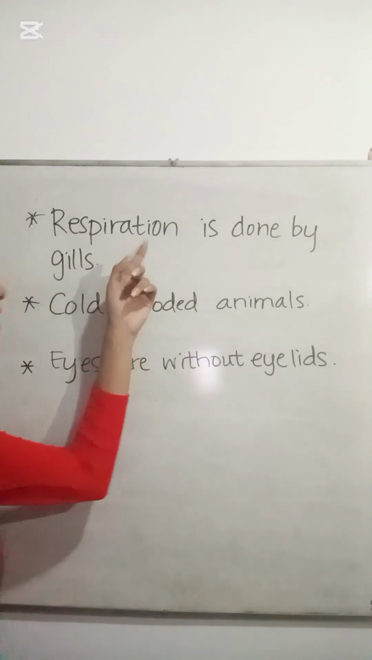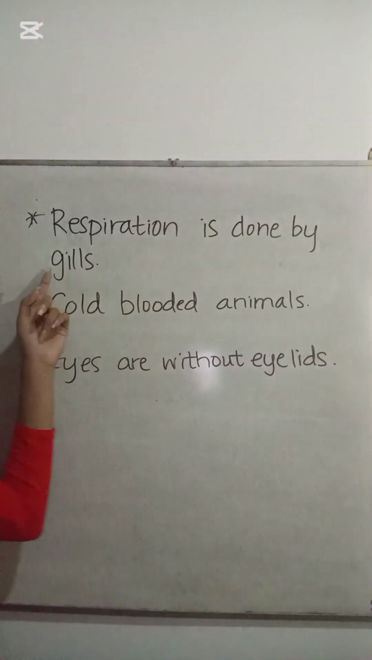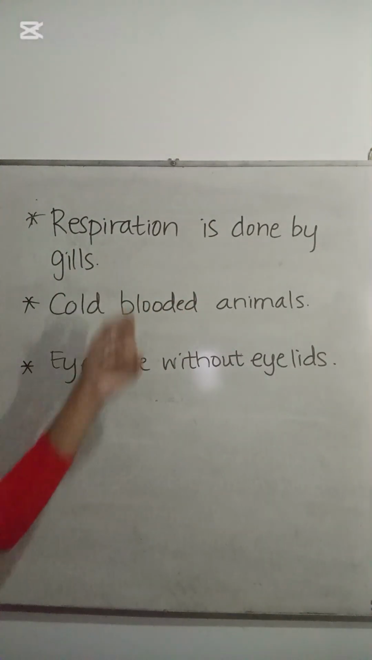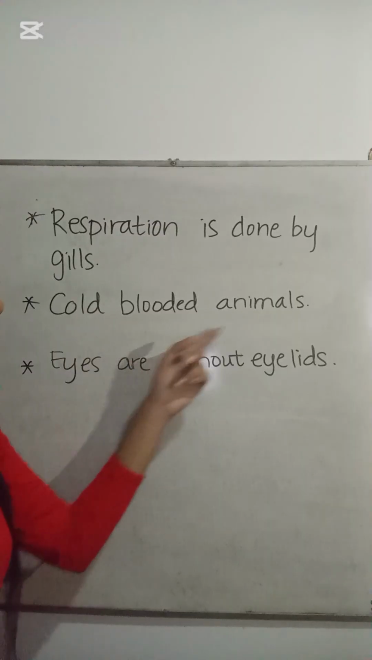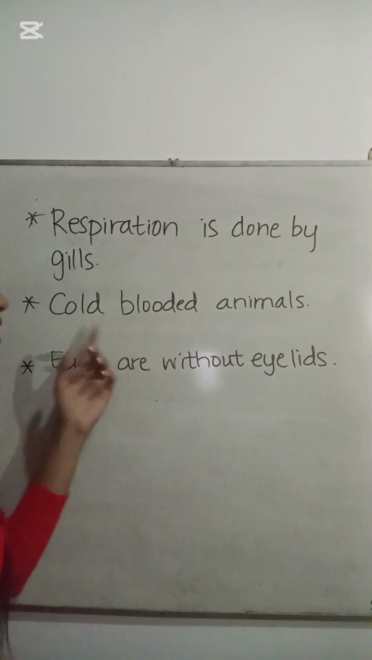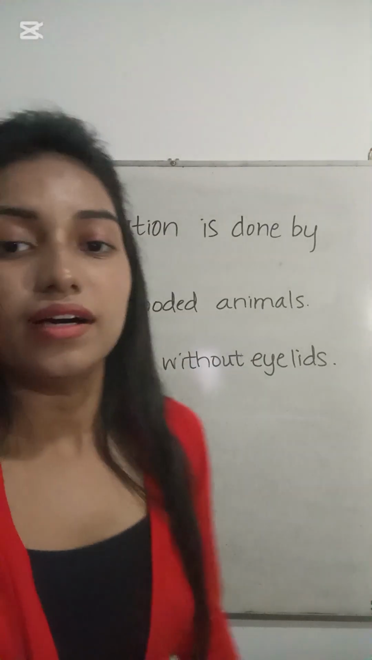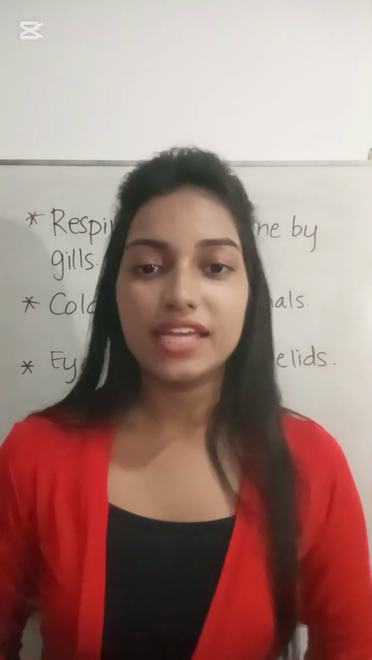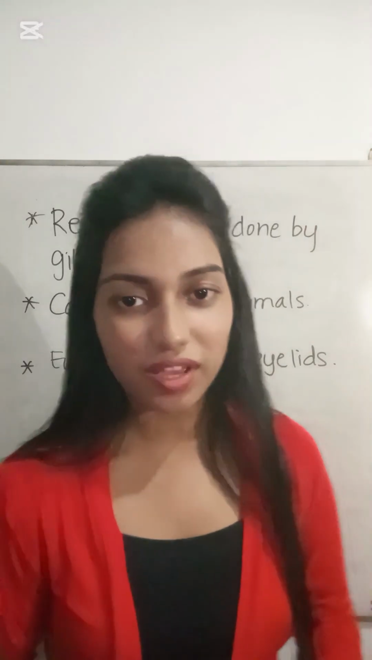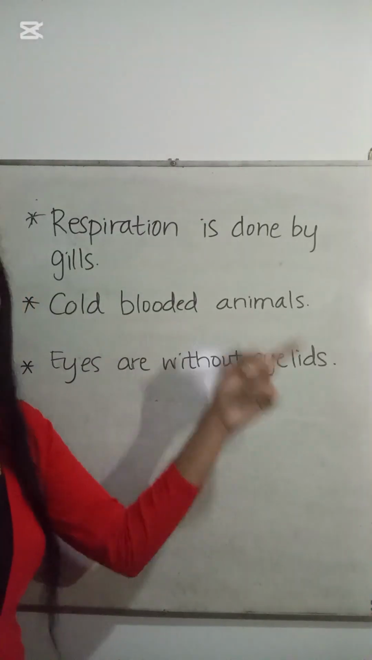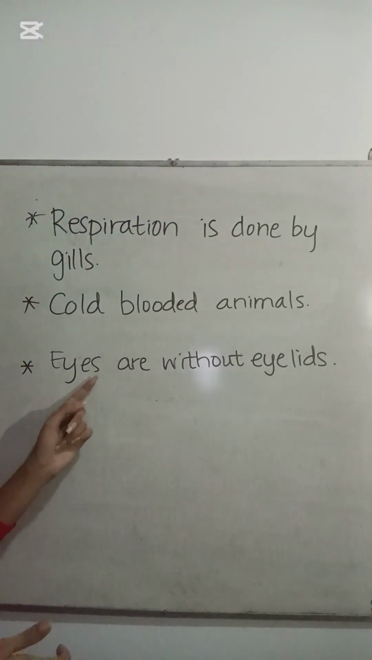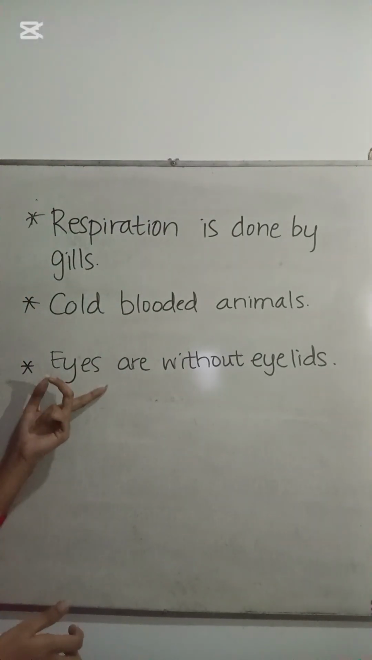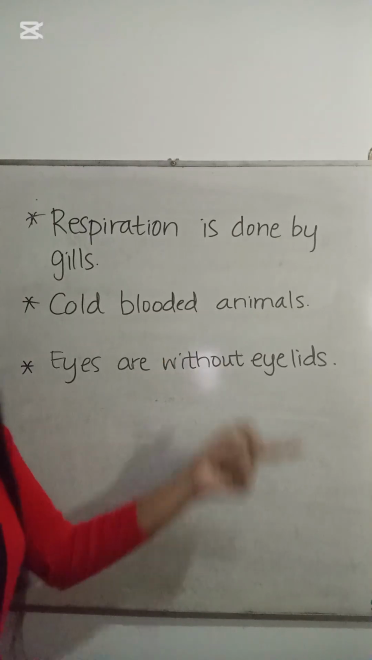In fishes, the respiration is done by gills. They don't have lungs, they have gills. And remember, they are cold-blooded animals. What does it mean by cold-blooded animals? Their body temperature changes according to the environment temperature. That's why we call them cold-blooded animals. And fishes have eyes without eyelids. They have eyes, but they don't have eyelids.